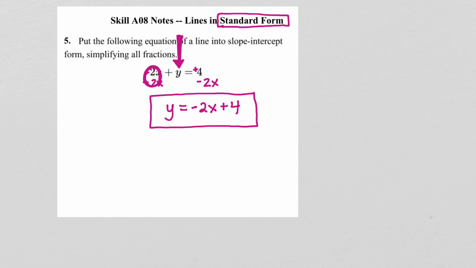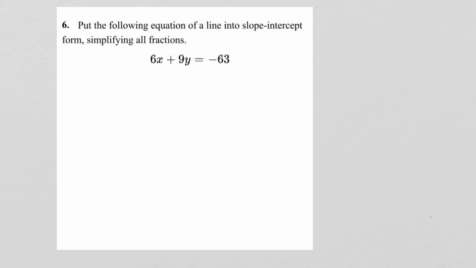All right, we're going to do that again, but this next one is a little bit more complicated. Once again, my goal is going to be to try to get the y by itself. So I'm going to focus in on that y because that's what I'm trying to get by itself. And if I look next to it, there's a 6x, and that is a positive 6x. So just like the last problem, in order to get the y by itself, I'm going to need to do the opposite of plus 6x, which is to subtract 6x.